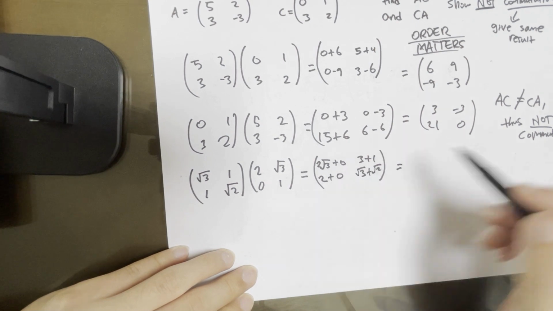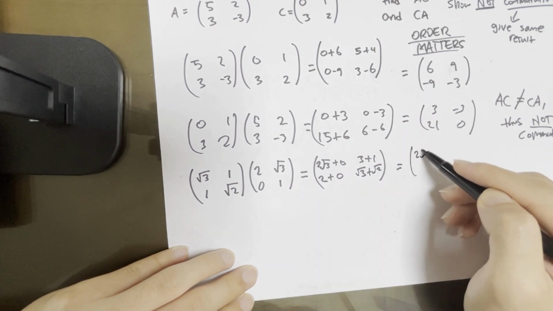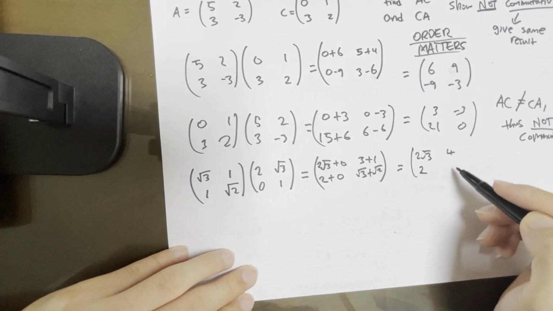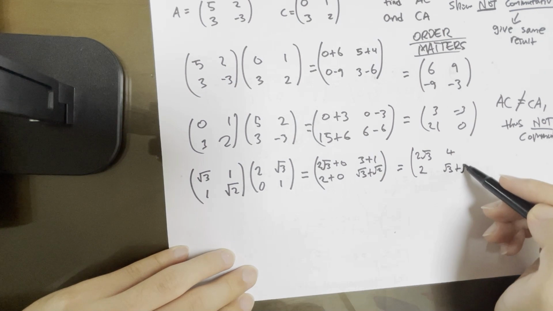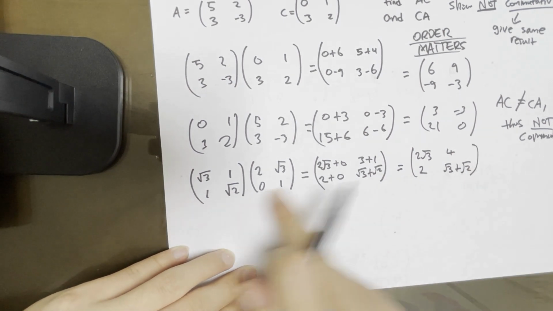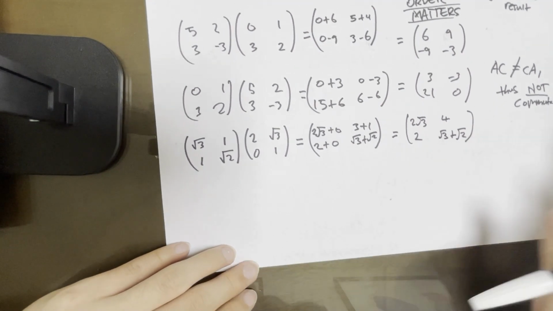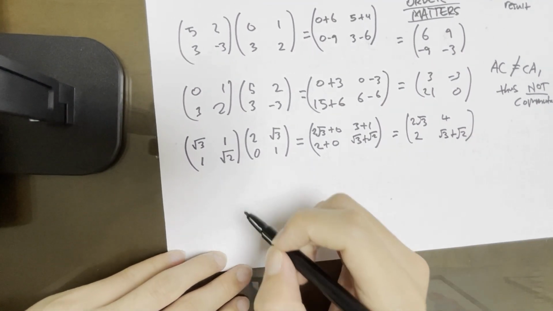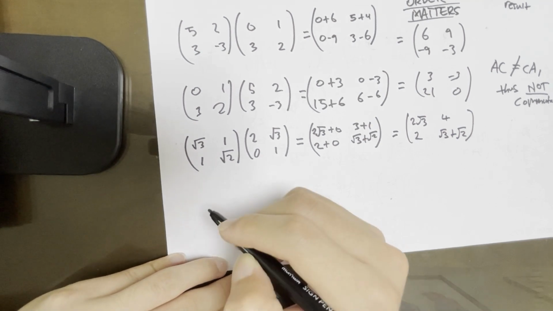If we simplify, we get 2 root 3 plus 4, and 2 and root 3 plus root 2. Remember, we can't add roots with different numbers. And that is multiplying roots. I would have finished here, but I just want to do one more. Okay. This one is a lot more challenging.